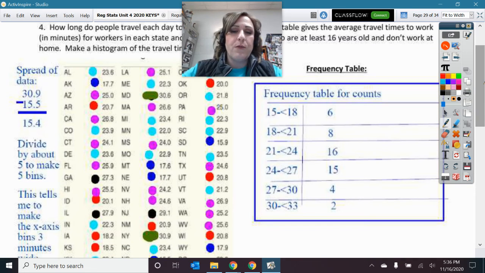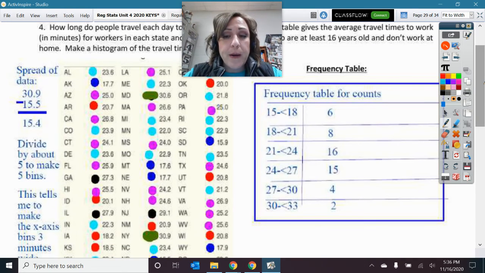So that's why I went from 15 up to 18. But are 18s going to be in this? No 18s in that bin. The 18s start here. 18 up to 21. So 20.9 is in that bin, but 21 is not. 21 starts here. 21 up to 23.9, but not 24. And 24 starts here, and so on.